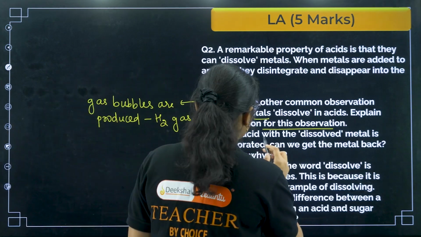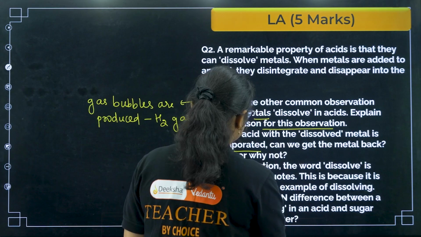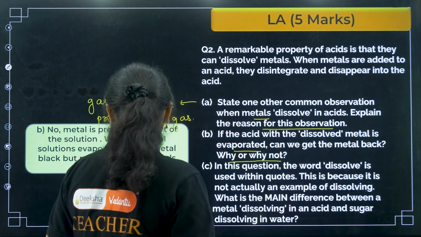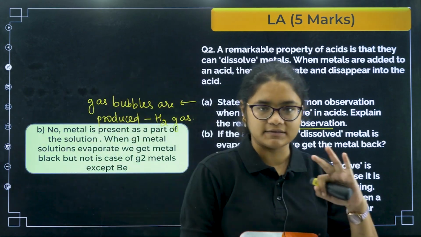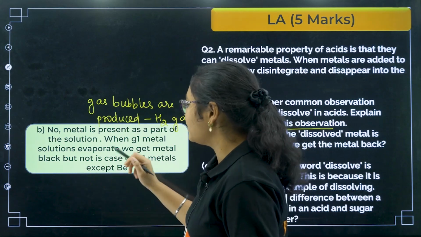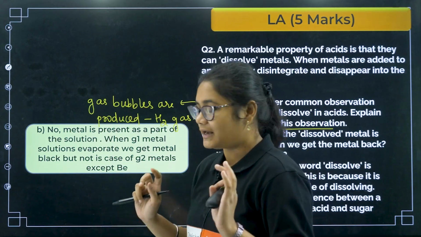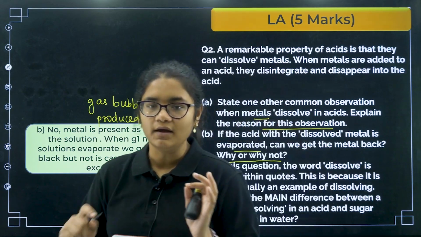Next, if the acid with the dissolved metal is evaporated, can we get the metals back? Why or why not? The answer is no, you will not get the metals back, but in certain cases, when group 1 metal solutions evaporate, we get the metal back. In group 2 we will not get it, but except beryllium you will get back the metals.